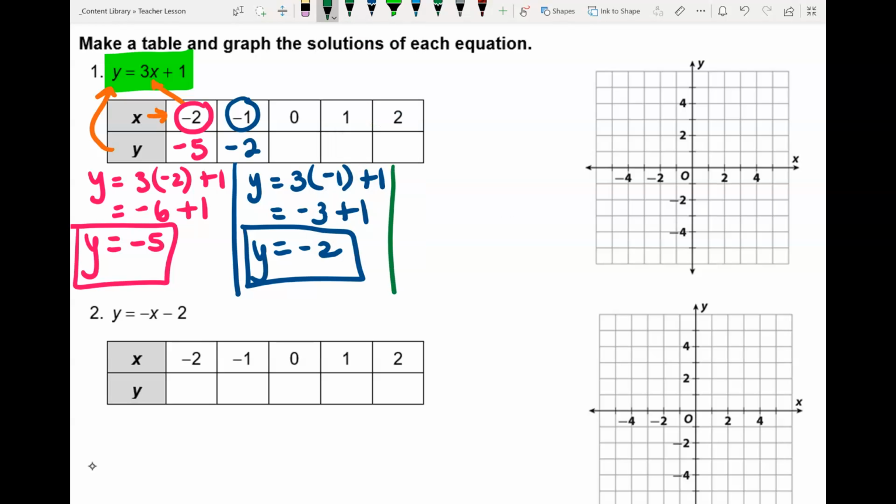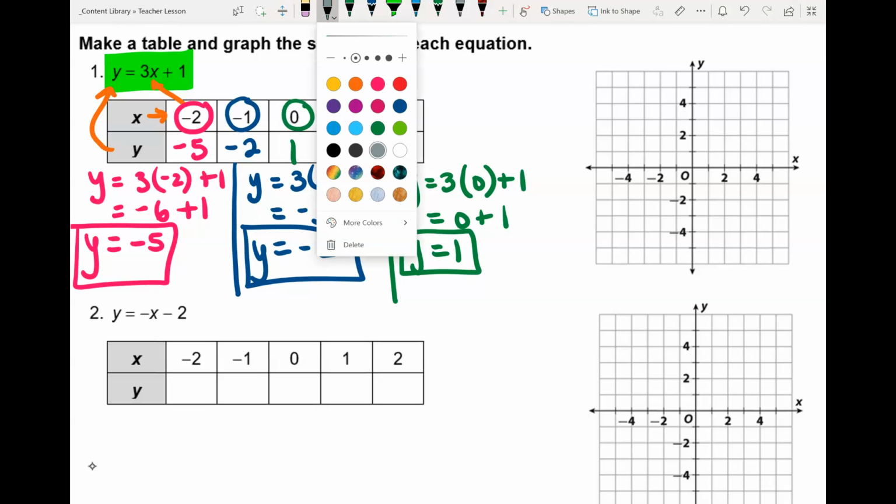Then we have what happens when x is 0. y equals 3 times 0 plus 1. 3 times 0 is equal to 0. We add 1. So now y is equal to 1. So when x is 0, y is 1.